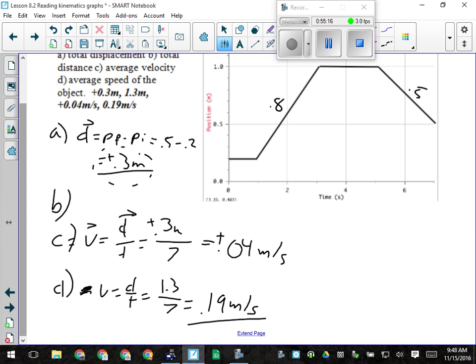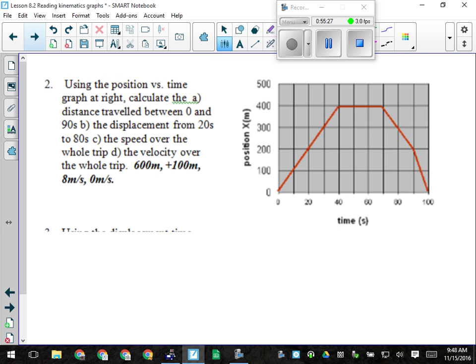Is it really any different than what we were doing on that worksheet the other day? Not really, except you're getting your information from a graph instead of from sentences. So try number 2. If you get done number 2, then you can open up the other worksheet there on the Google Doc from Google Classroom, and view it there.